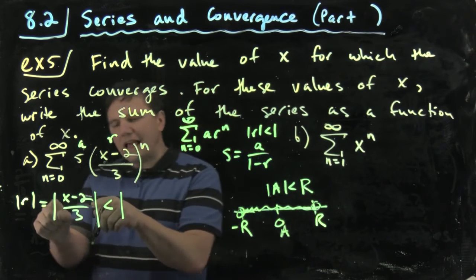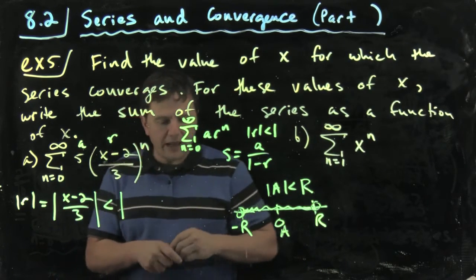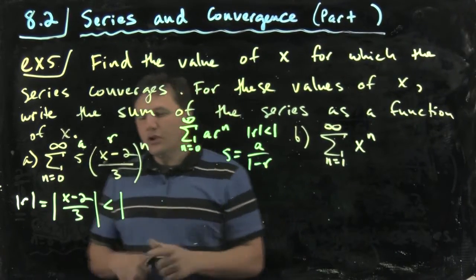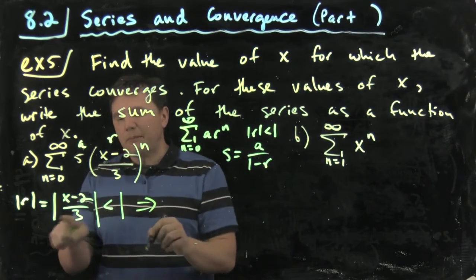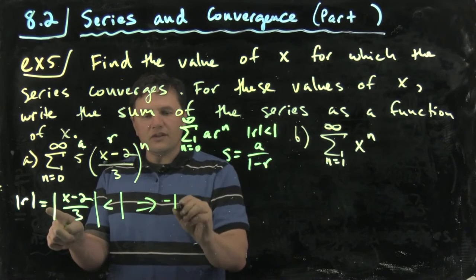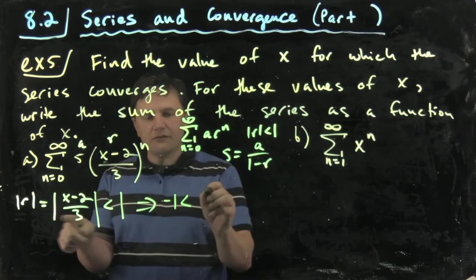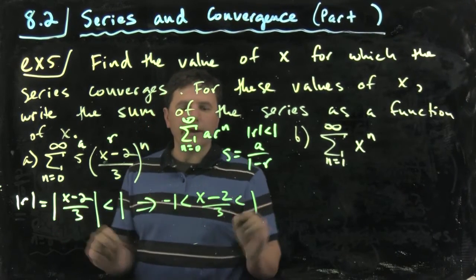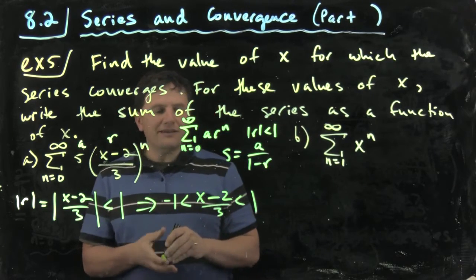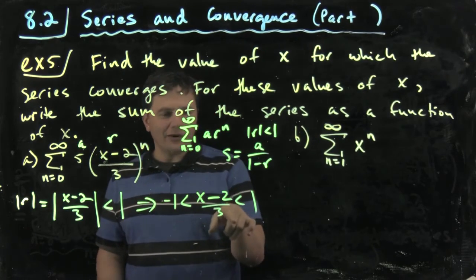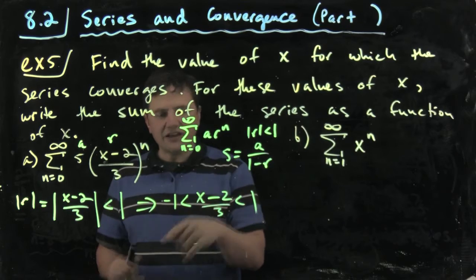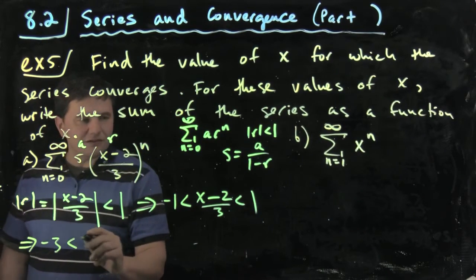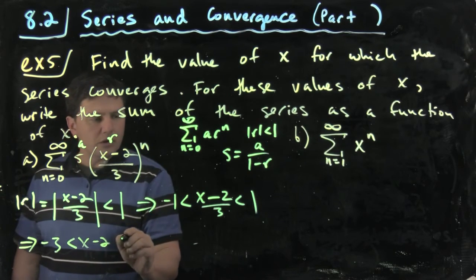So as soon as I see this absolute value term, don't be thrown off by it. We want to write something without the absolute value. As soon as I see this, realize that means this thing has to be between negative 1 and 1. Now the way I'm going to deal with this is pretty simple. I'm going to multiply all sides by 3. That gives me negative 3 is less than x minus 2 is less than 3.